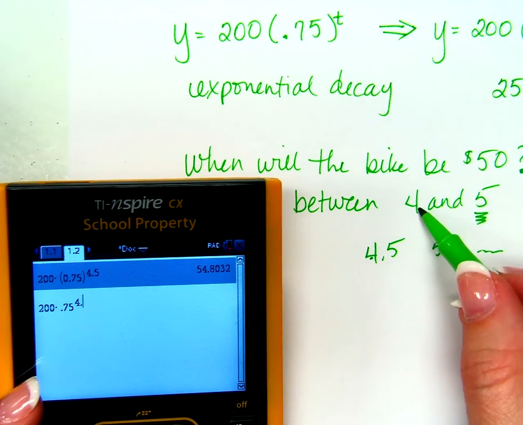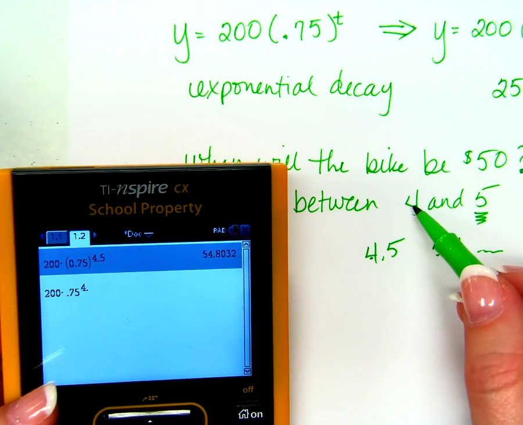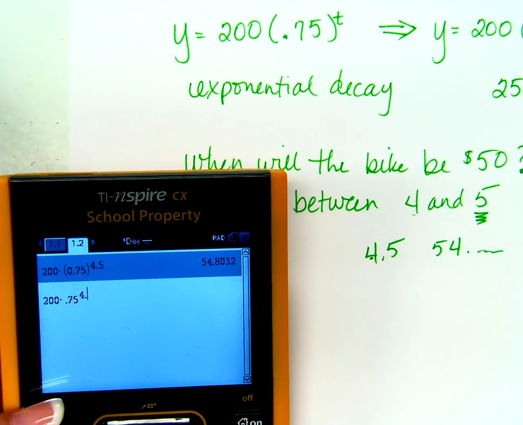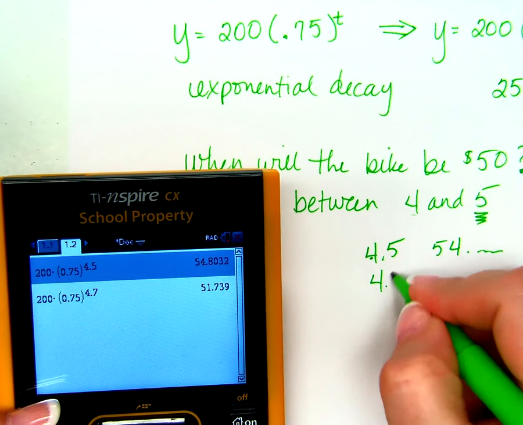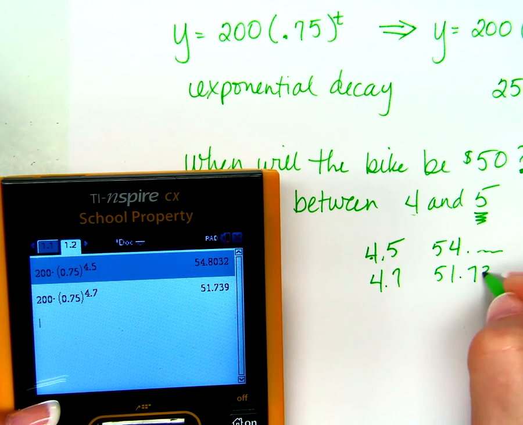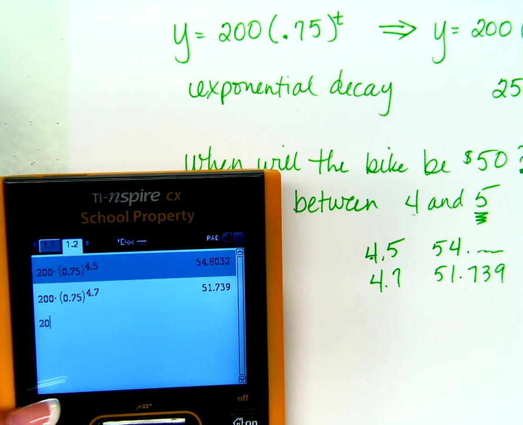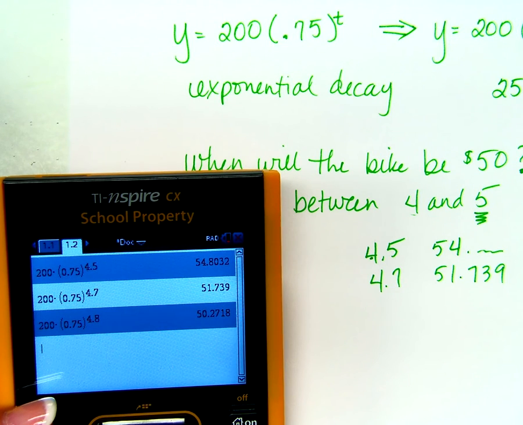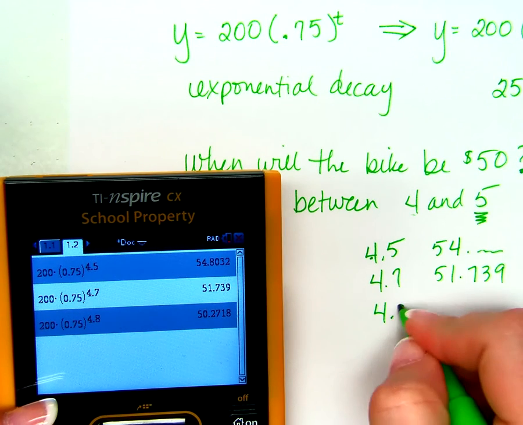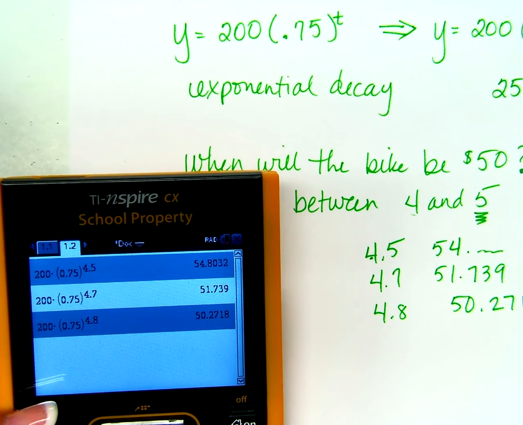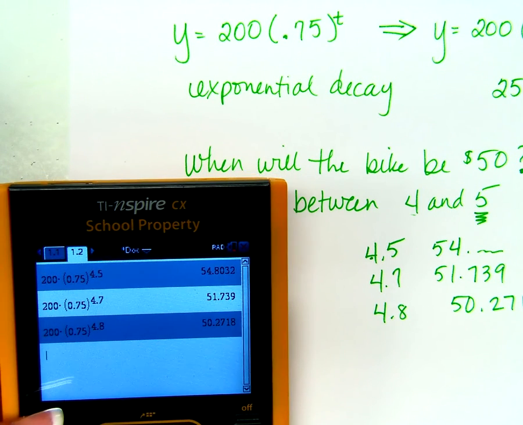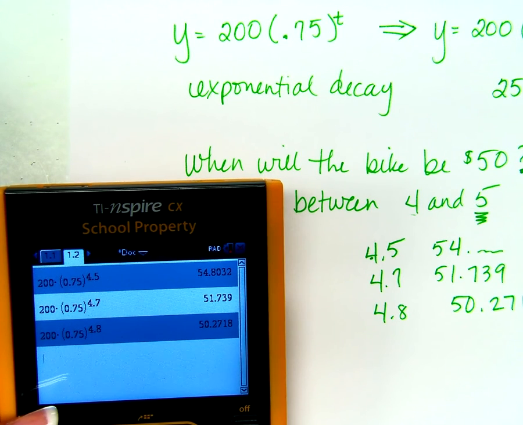4.3 is going to get us closer to 4, and that was the 63 one. 4 point what? 7? That's 51. 4.8, we can try it, right? 0.75. Oh, yeah, that's right. Raised to the 4.8. Sorry, 4.8 is 50.2718. Now, I need you to remember what the vocabulary was in the question.